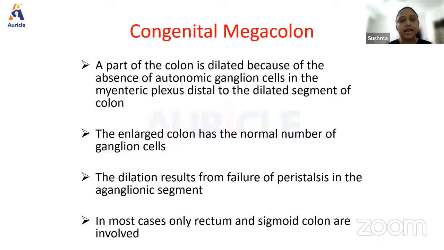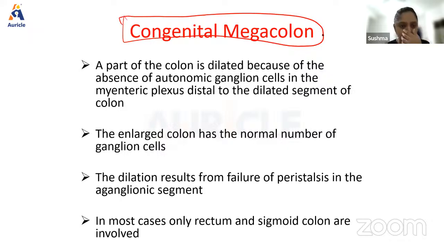All right. Next, as a part of the colon, we are going to congenital megacolon. The name says congenital, a developmental anomaly. Mega meaning big, big colon. How does it happen? Here the colon is dilated because of the absence of the autonomic ganglion cells in the myenteric plexus distal to the dilated segment of the colon. See what is happening, guys.